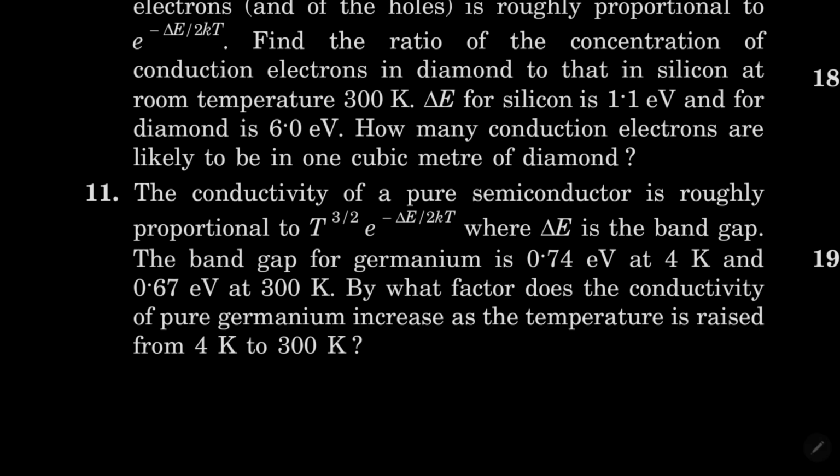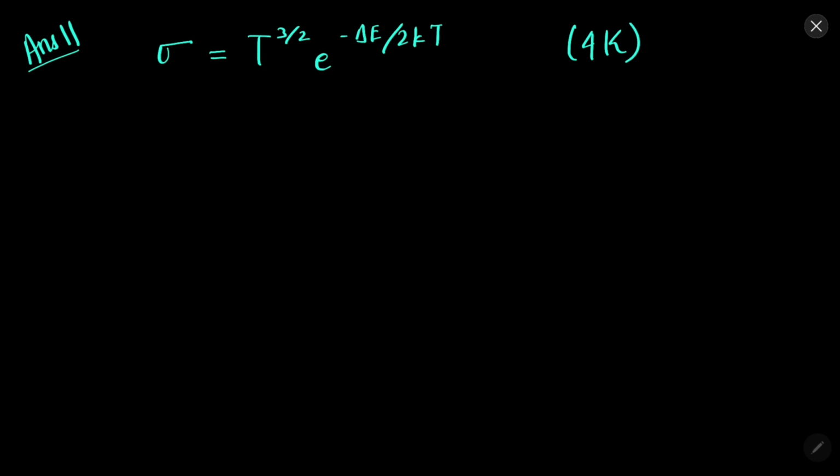In question 11, conductivity of a pure semiconductor is roughly given. Now band gap is also given. By what factor does the conductivity of pure germanium increase as the temperature is raised from 4 Kelvin to 300 Kelvin? So this is the 11th one. So conductivity is given by this formula. This is at 4 Kelvin.